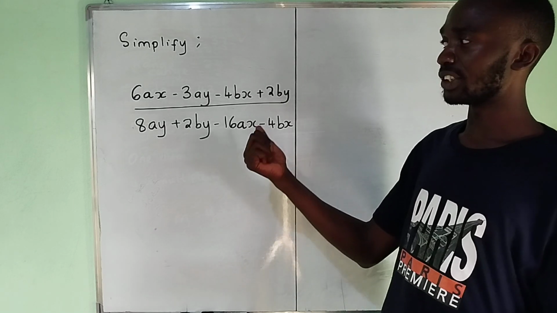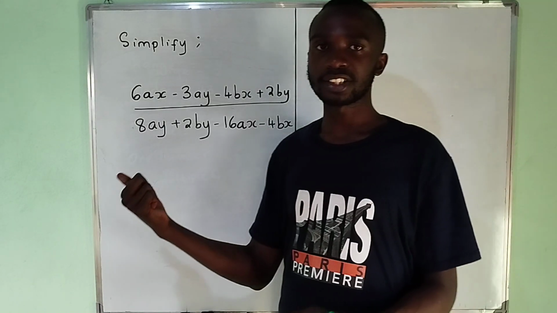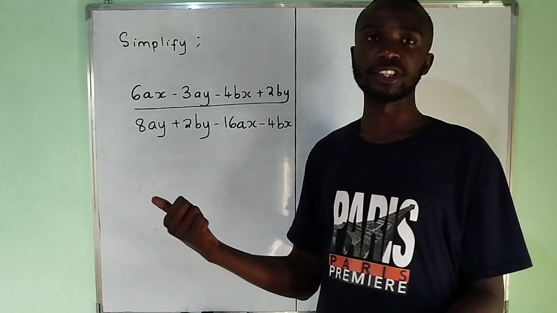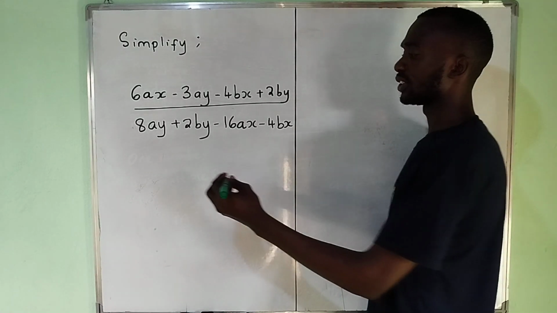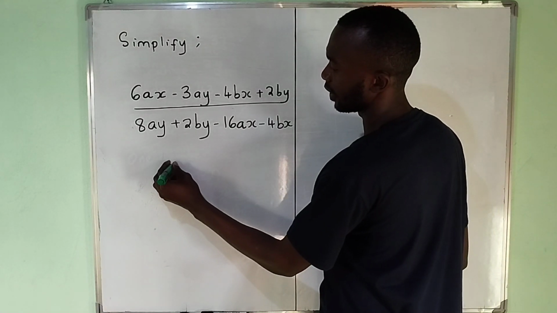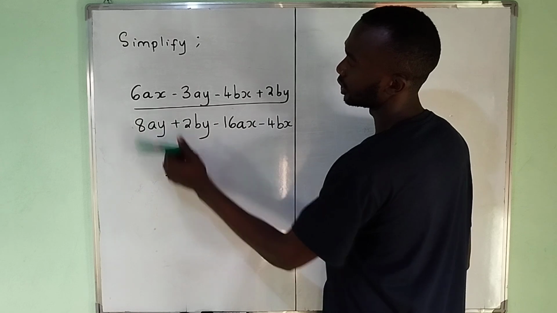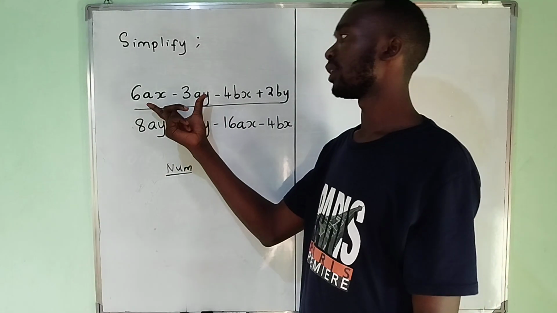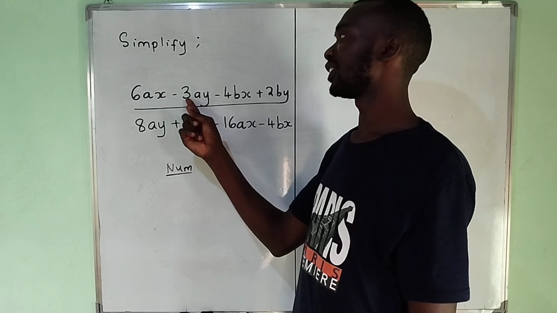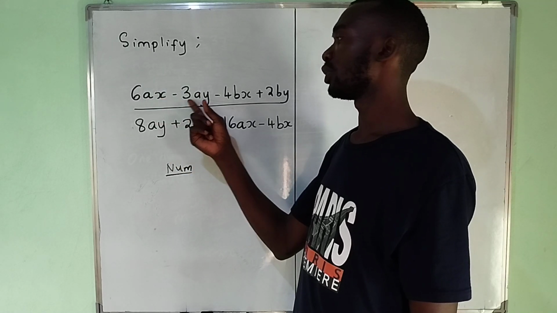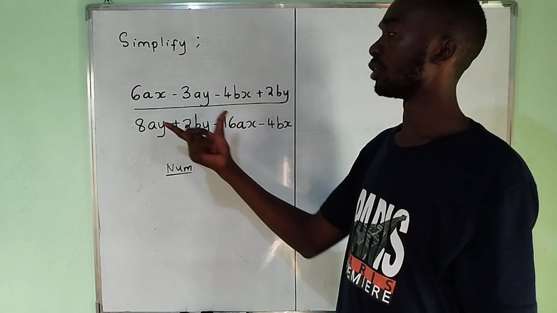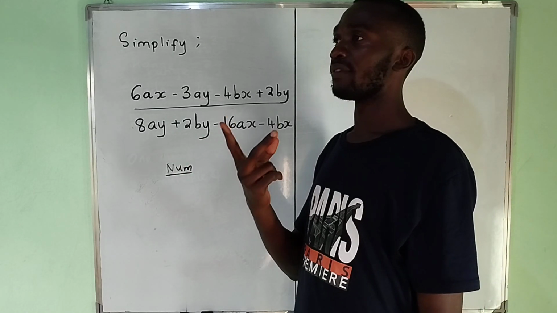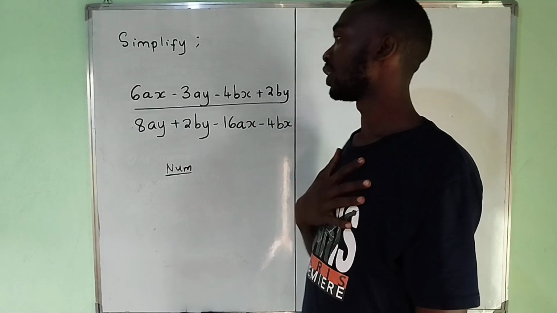So we are going to factorize the numerator. Having done that, then we go ahead to factorize the denominator. Now let's start. So the numerator, we have got 6ax. So we can pair them so that we have two parts. The first part to be 2, the second part also to be 2. So pairing them means that we are going to have them placed in 2, 2.